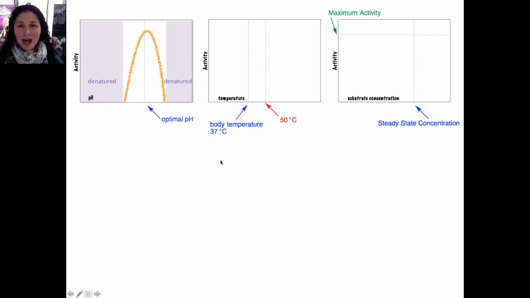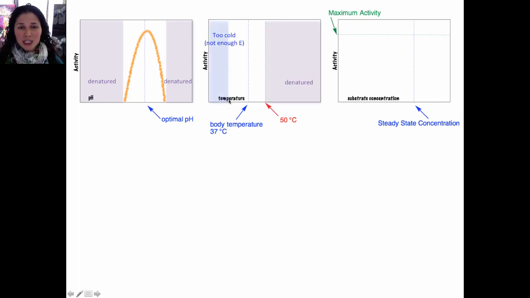Enzymes also have optimal operating temperature. Body temperature is usually the optimal temperature for enzymes because they have evolved to operate at our body temperatures. So in this chart of activity versus temperature, the maximum activity should be at body temperature. As you've learned, as you approach 50 degrees Celsius, you denature proteins. And so above 50 degrees Celsius, the protein would be denatured and it would not be active at all.